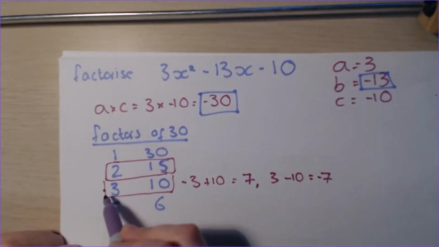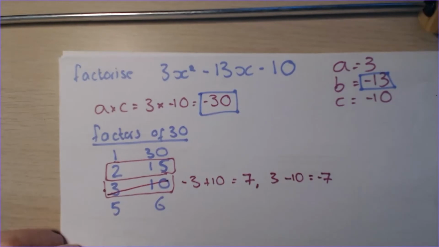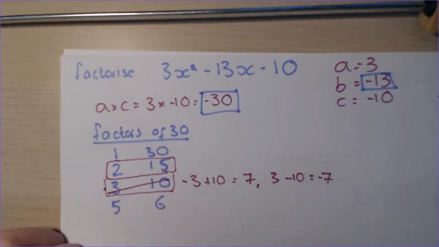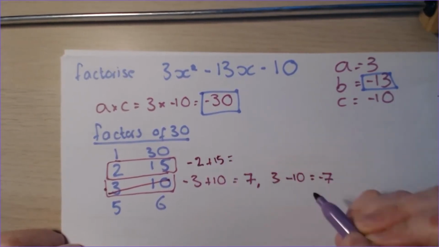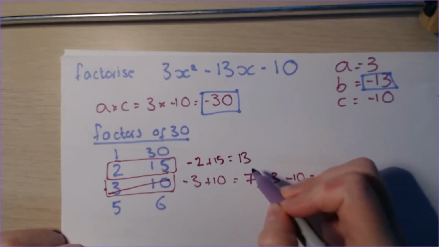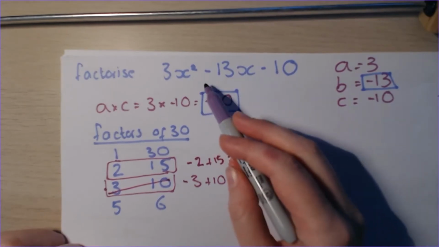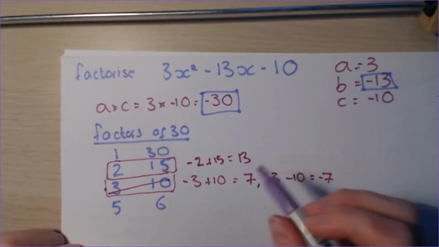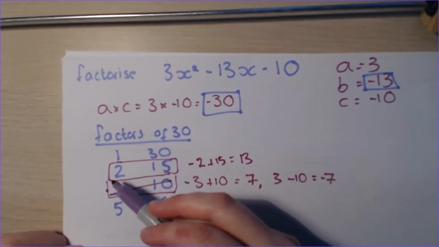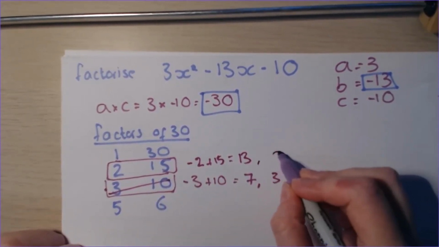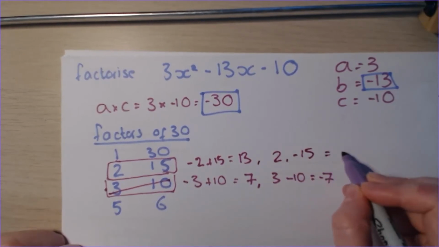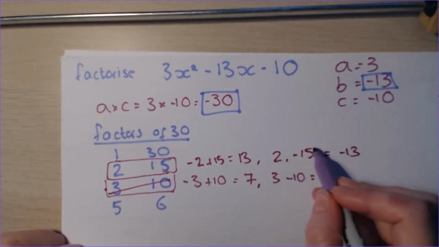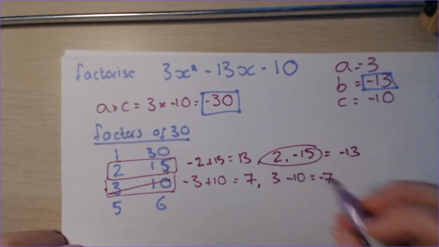So I think that means that we can discount this choice, and it looks like we're going to need to use this one. So if we had negative 2 plus 15, that gives us 13, which is great, but we want negative 13. Our b is negative 13. So let's do it the other way around. We could have 2 and negative 15, which does give us negative 13. So the numbers we want are 2 and negative 15.